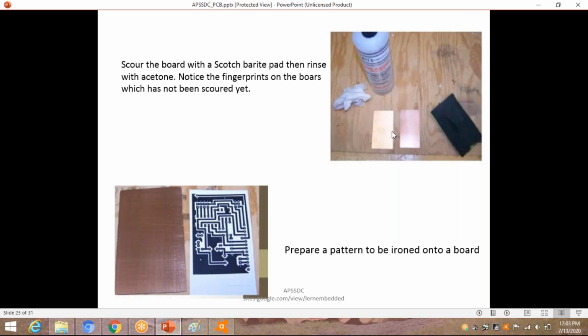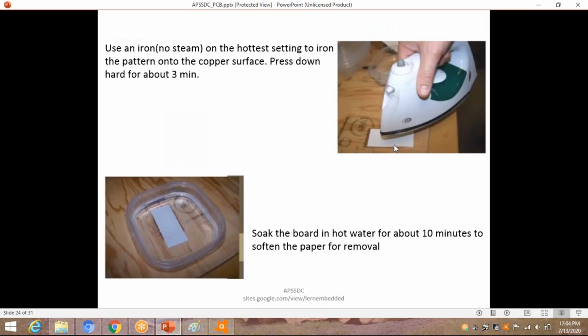First we need to clean the PCB board, and then we need to place the print on the copper side of the PCB board, and then we need to iron it. Okay, here you can observe, use an iron. It should be no steam. If you keep the steam on, the paper gets wet. No need of a steam iron.